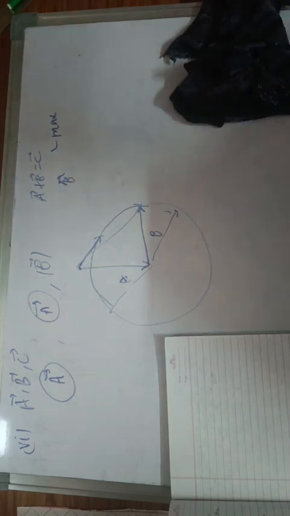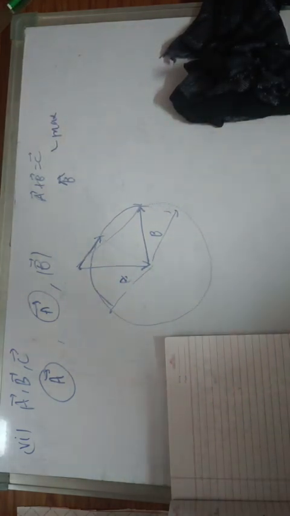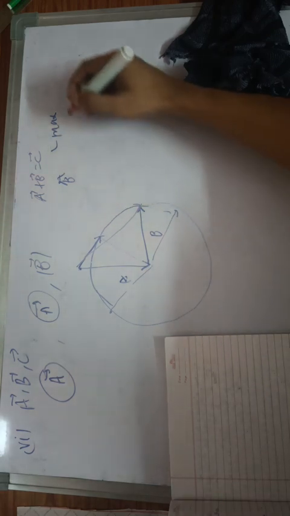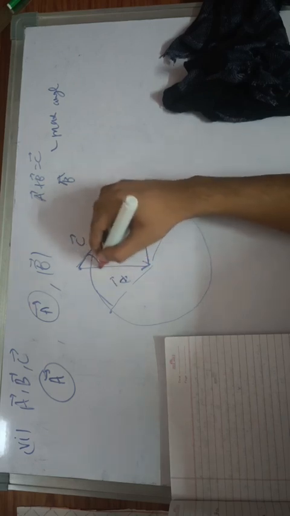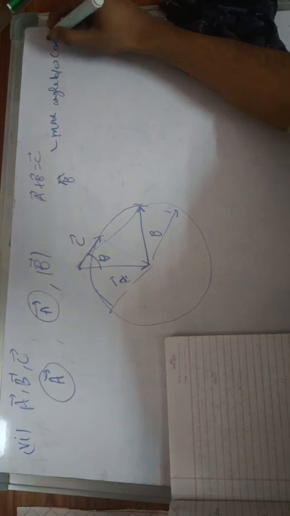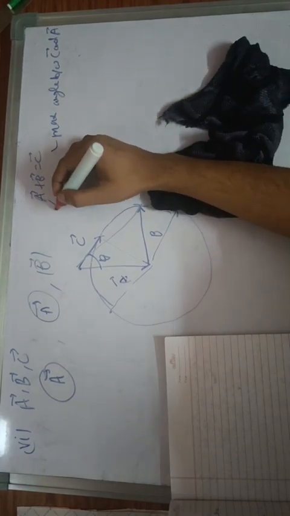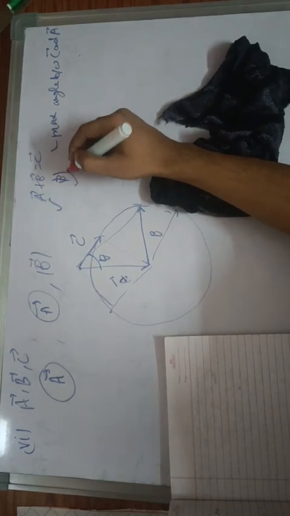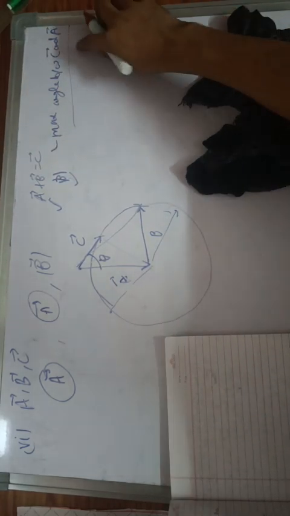So these will be the values of c vector. So we want to actually maximize the angle between this c vector and a vector. This angle is theta. Maximize the angle between c and a. The question is that we know a vector, we know the magnitude of b vector, we don't know the c vector and the direction of b vector, and we want to maximize the angle between c and a.